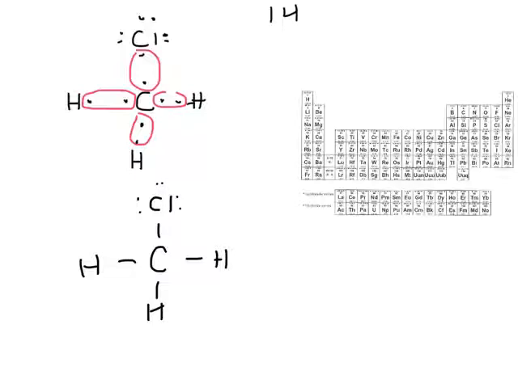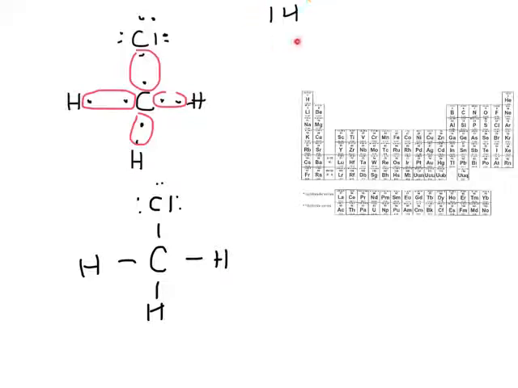My nonmetals that aren't hydrogen need to have 8. Each bond counts as 2, so this carbon has 2, 4, 6, 8. And this chlorine has 2, 4, 6, 8. And all of my hydrogens need to have 2. So 2, 2, 2. So all of my atoms have the right number of valence electrons.